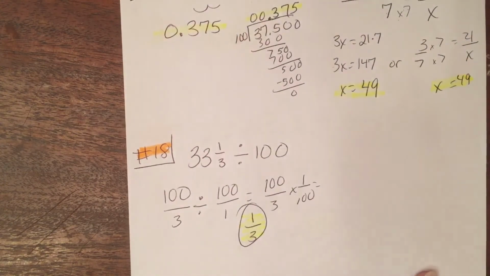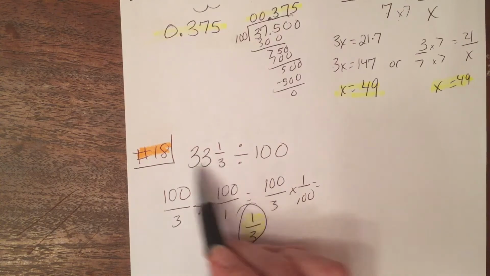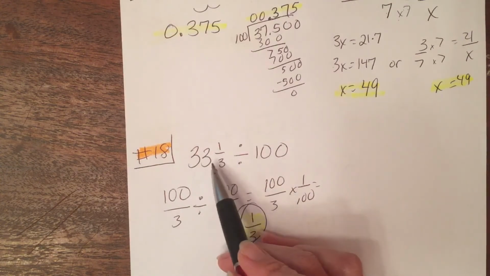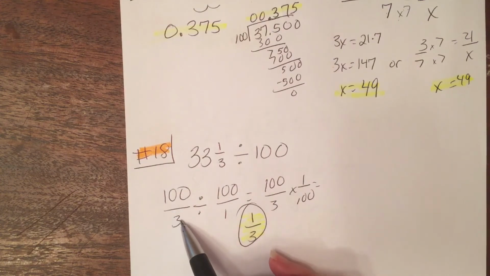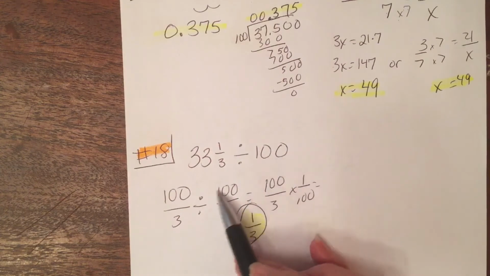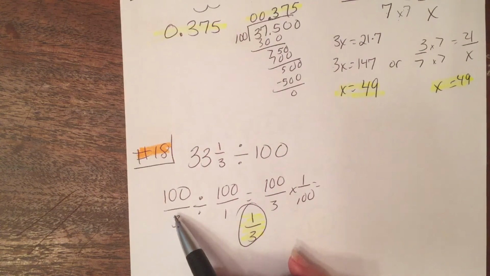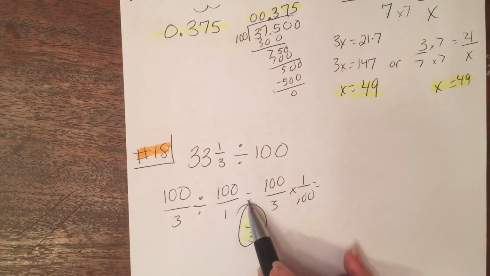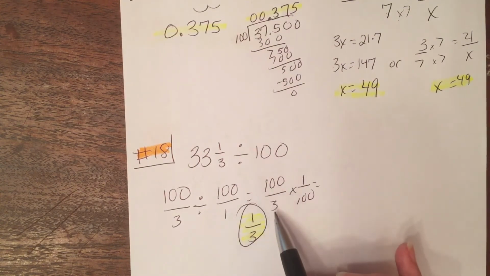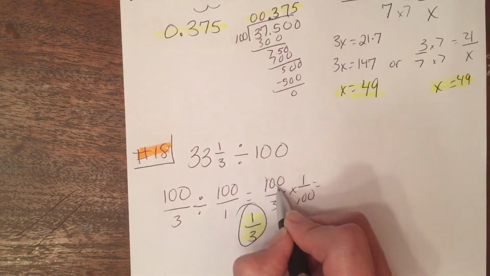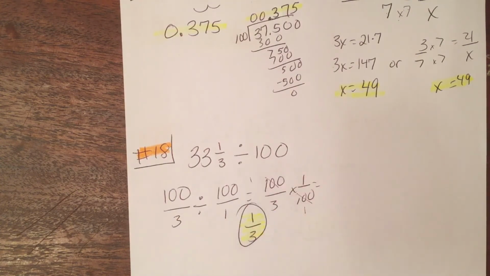Number 18, 33 1/3 divided by 100. I don't multiply or divide by mixed numbers, so I need to make this improper. 33 times 3 is 99, plus 1 is 100 over 3, divided by, and I just put my 100 over 1 to make it a fraction. Uh-oh, now I have fraction divided by fraction. So I need to change it to fraction times reciprocal. So 100 over 3 times 1 over 100. This 100 and this 100 will reduce to 1s. 1 times 1 is 1, 3 times 1 is 3. 1/3 is your answer.